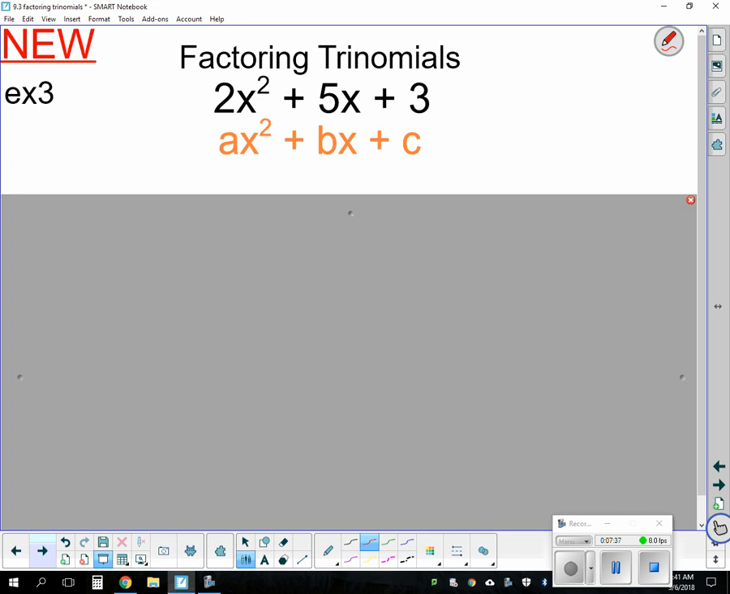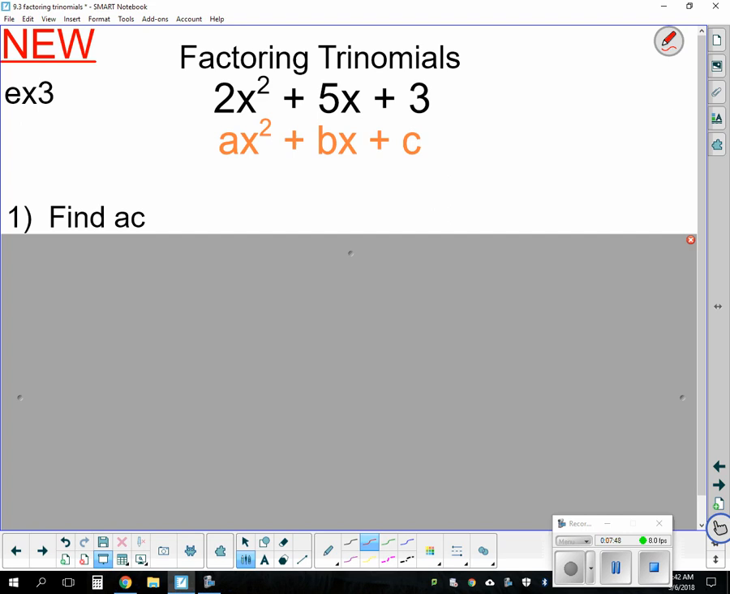All right, let's get to the new stuff. Factoring trinomials. Trinomials, again, have 3 terms. We are in the form ax squared plus bx plus c, right? So you always want your x squared term to come first. Here are the steps. Write them down on your paper where it says steps.